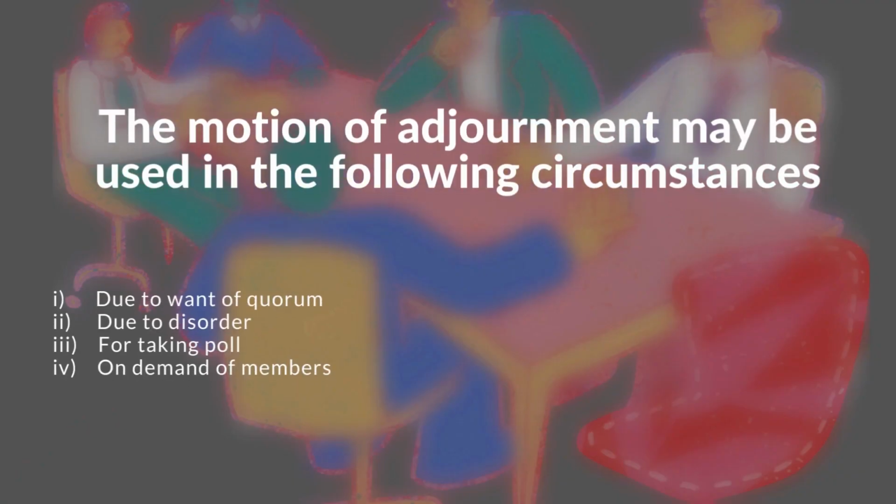So the motion of adjournment takes place in the following circumstances: due to want of quorum, due to disorder, when one has to take a poll, and on the demand of the members. For example, it is the end of the day, people are tired and they're ready to come the next day, or if it is a lunch break, or as we mentioned earlier, because they need to get some more data.